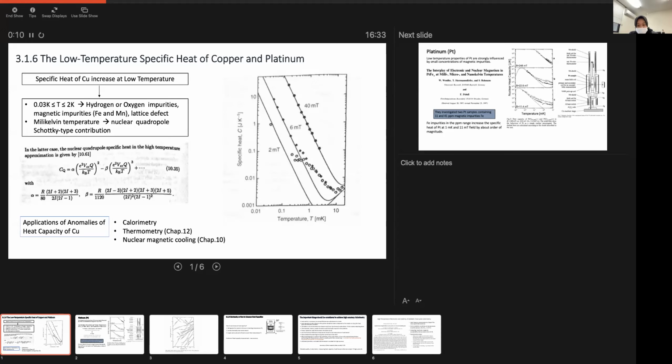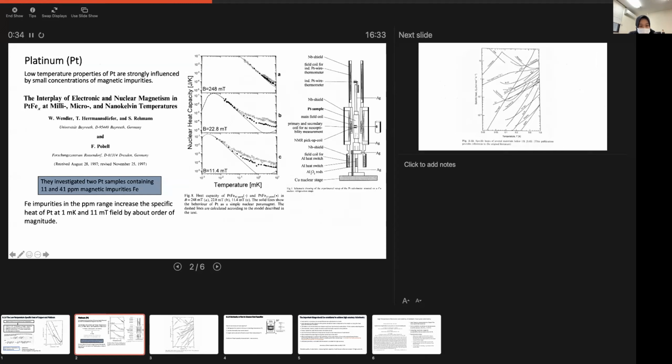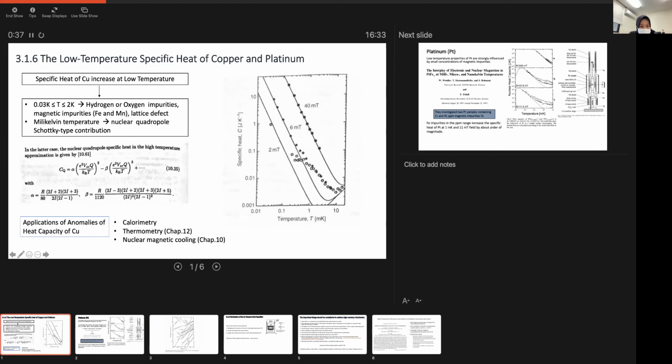So, now I will discuss 3.1.6 until 3.1.8. This talks about the low temperature specific heat of copper and platinum. The specific heat of copper is increased at low temperature.